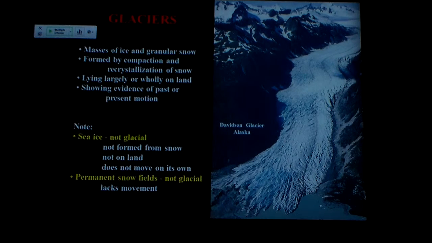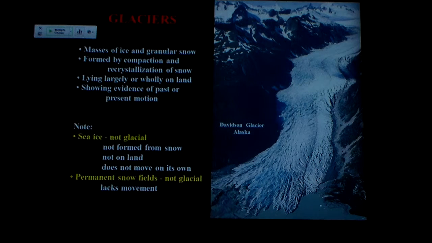So what is a glacier? Well, it's just a big mass of ice. But it's not ice that formed by freezing water. That's the phase change of water, liquid to solid ice. I'm not doing that. I'm not making glacier ice that way. If I'm doing it that way, I'm not making a glacier.